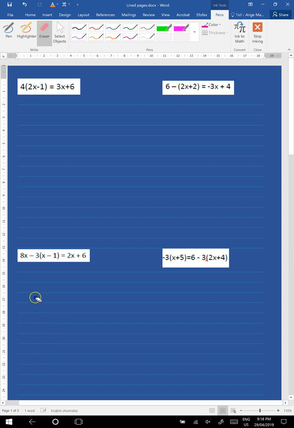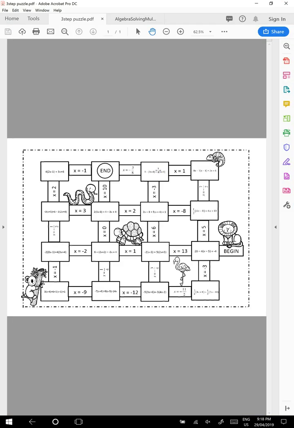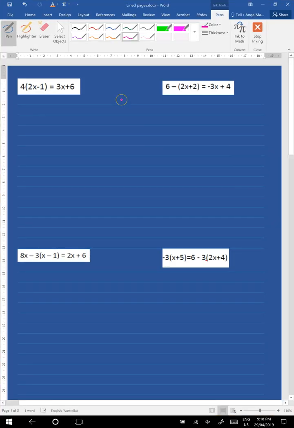Okay, so this hopefully is going to help you solve this puzzle. I've just picked 4 random ones in there. Some of them you might not even have to solve, but we're just going to go through and hopefully this can help you. So we'll start with this one.